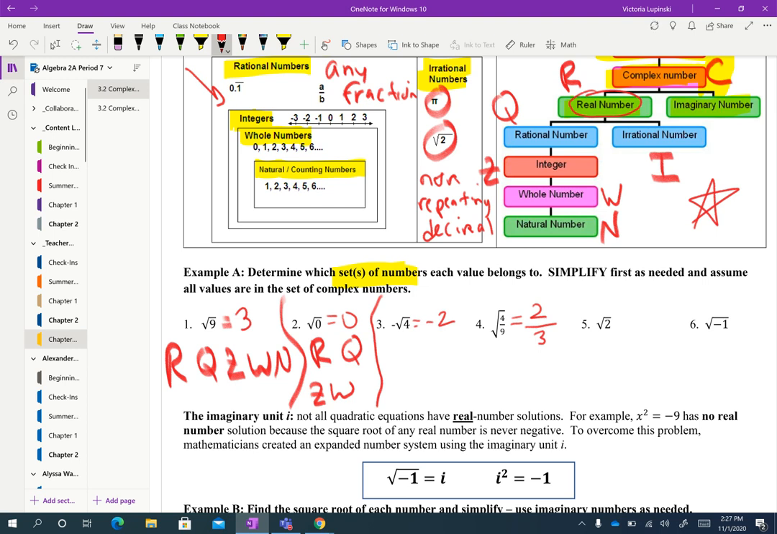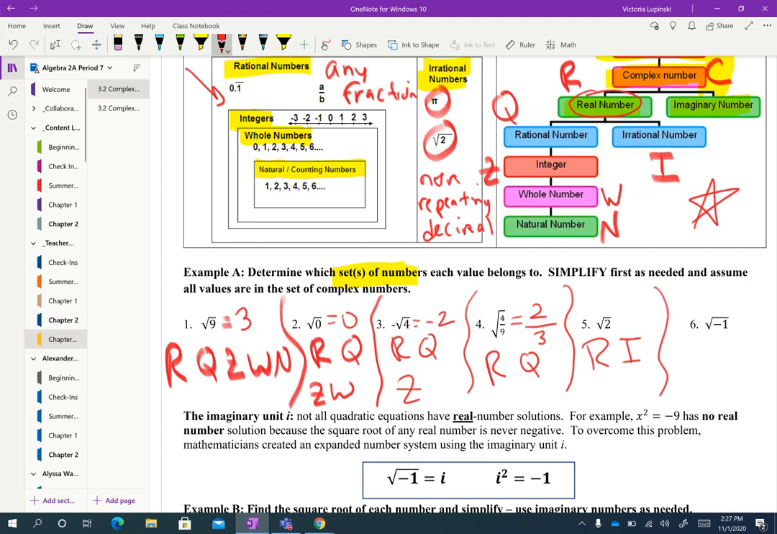Negative 2. Negative 2 is certainly real. It's definitely rational. It's an integer, and that's as far down the list as you can go. 2/3, definitely real, definitely rational, and that's it. Square root of 2 is absolutely real, but because it's a gross, messy decimal, it is irrational, and then obviously there's nowhere to go after being irrational.